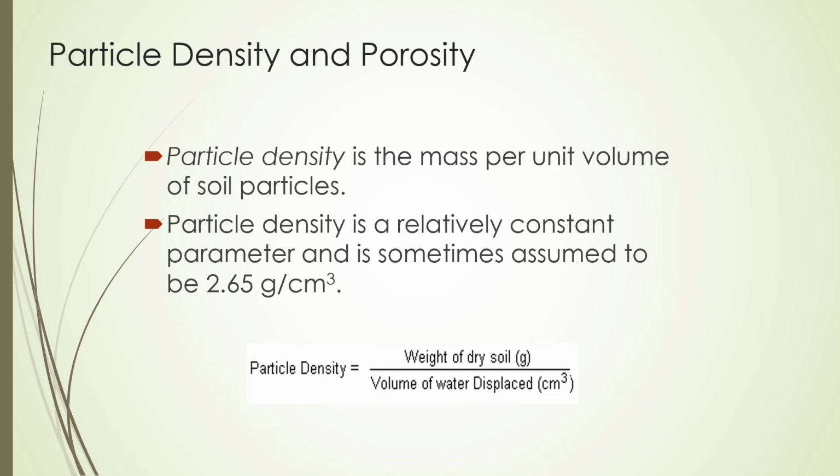So particle density is the mass per unit volume of soil particles. And so particle density would be measured as the weight of dry soil over the volume of water displaced. And it's relatively constant and is sometimes assumed to be 2.65 grams per centimeter cubed.